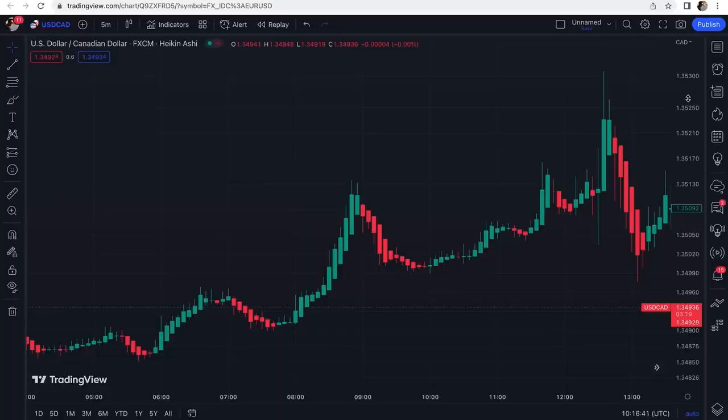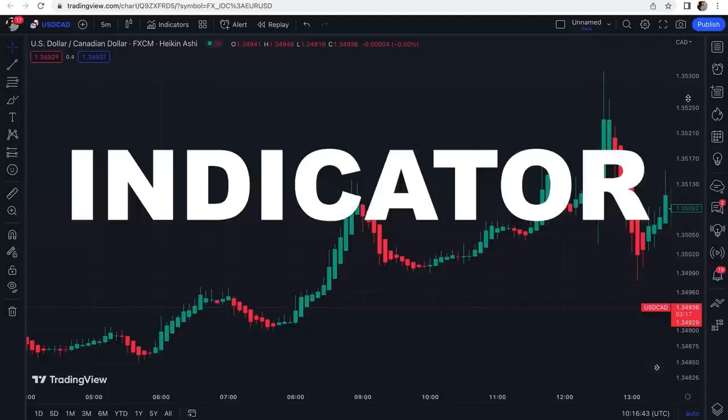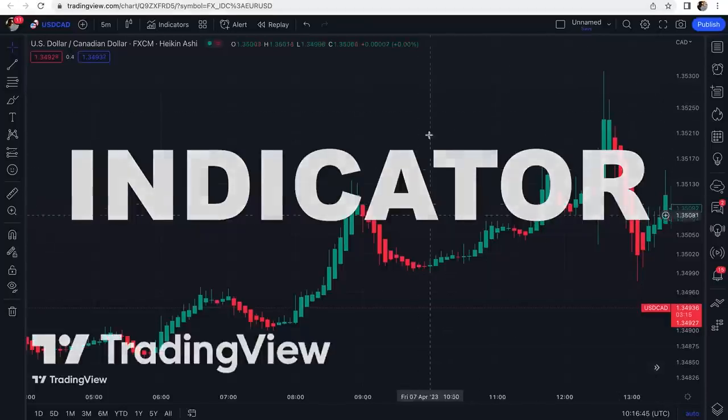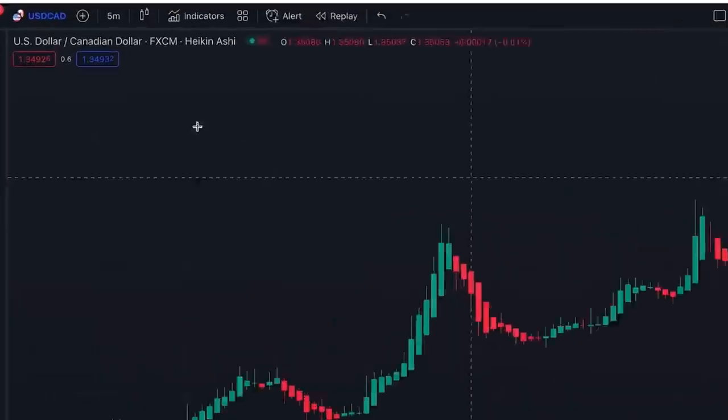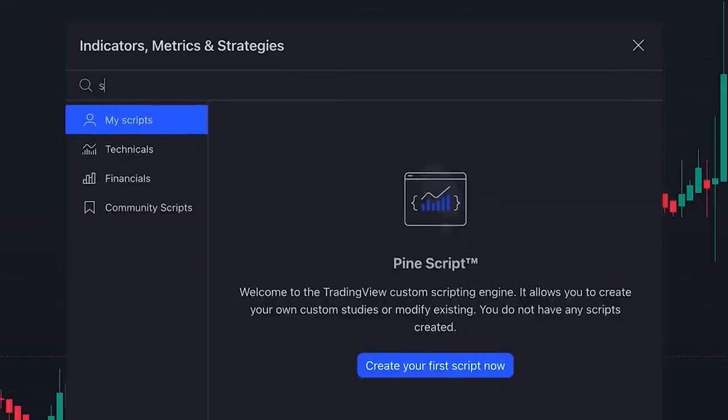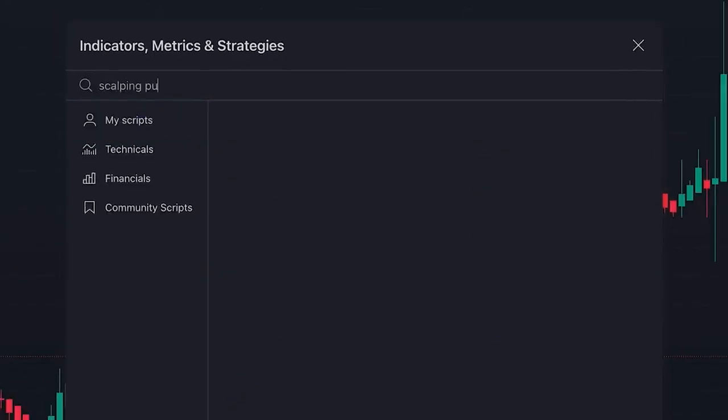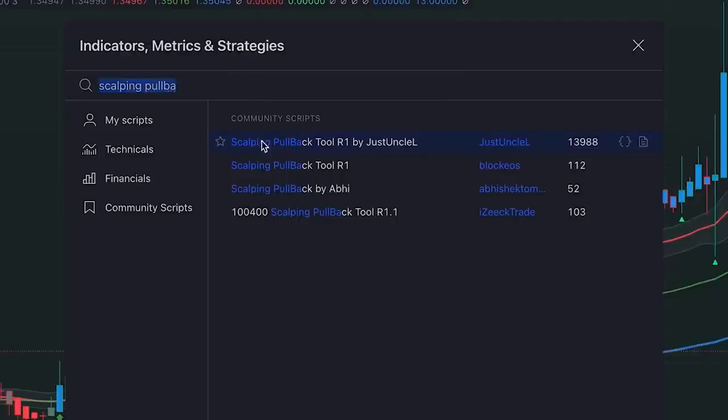In this video, I want to discuss one of the best scalping indicators that I found on TradingView. To add this wonderful indicator to our chart, here we click on indicators and we search "scalping pullback." This one, Scalping Pullback Tool R1, which is written by someone named Just Uncle L.